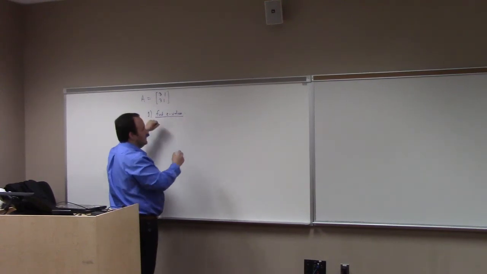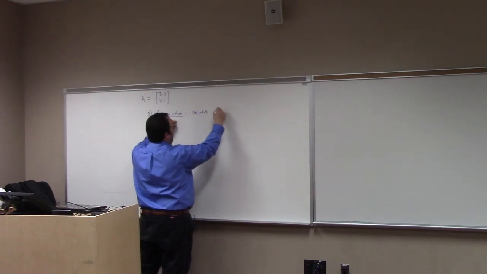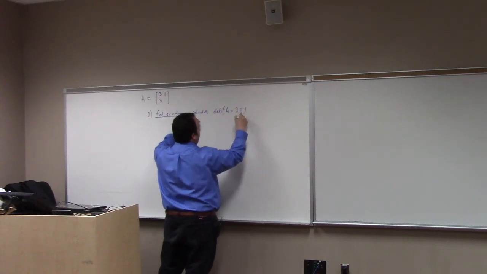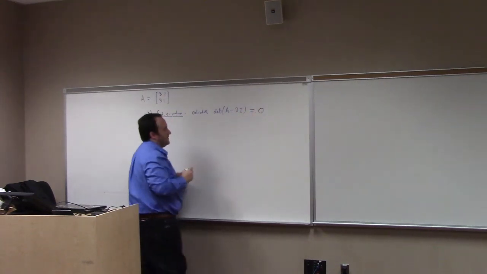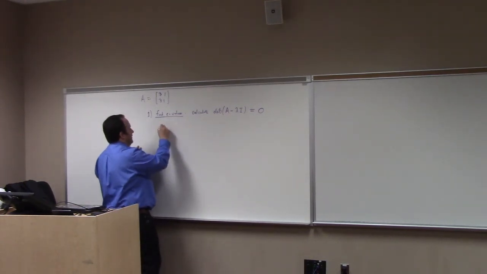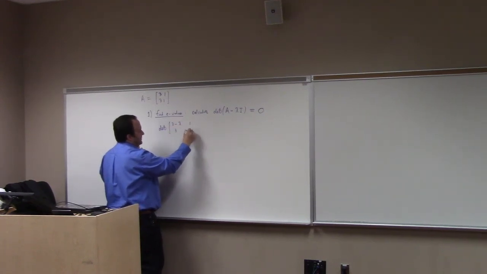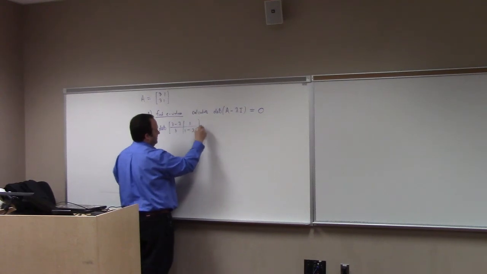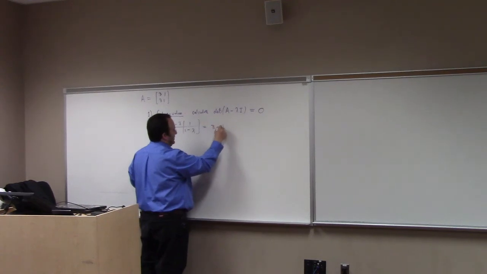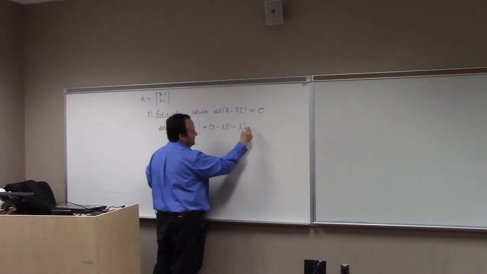We need to calculate the determinant of A minus lambda I, and set that equal to 0, try to solve it, right? Let's see here. So that's the determinant of 3 minus lambda, 1, 3, 1 minus lambda. Which is what? That's 3 minus lambda times 1 minus lambda, minus 3.